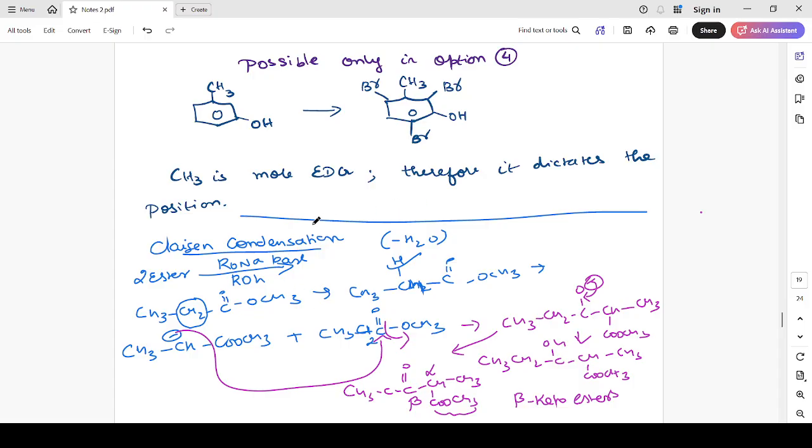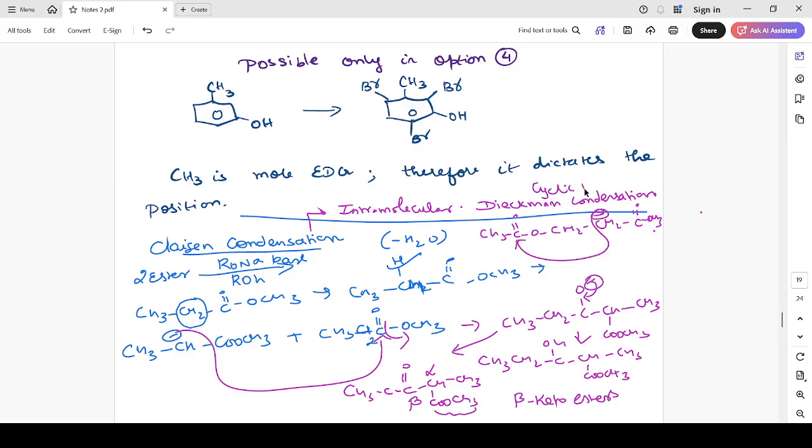The same reaction, if it is happening in an intramolecular way within itself, we call this Dieckmann condensation. That means I'm having the esters within the same molecule, like this, so that I create a carbanion here and it goes for an attack. So you can understand it will form a cyclic intermediate.